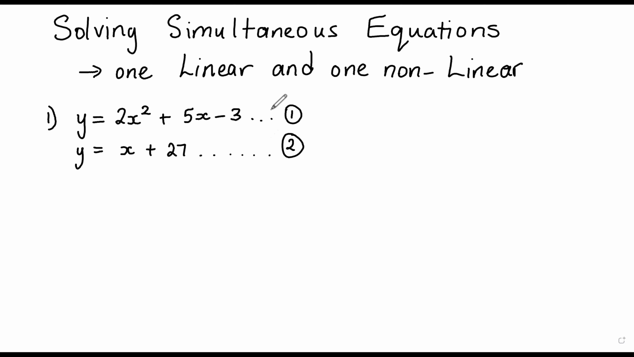Anybody knows? What do we call this equation? 2x squared plus 5x minus 3. What kind of equation is that? Quadratic. Correct. It's a quadratic equation, right? So equation 1 is a quadratic equation because the highest power of x is 2. And equation 2 is a linear equation. The highest power of x is 1.